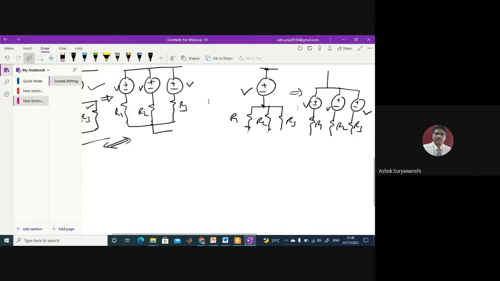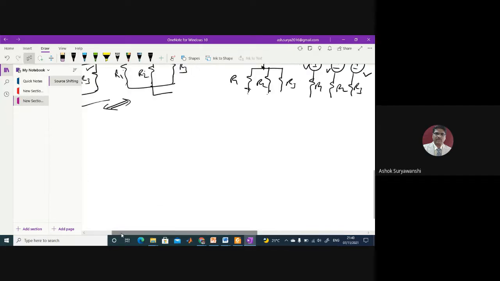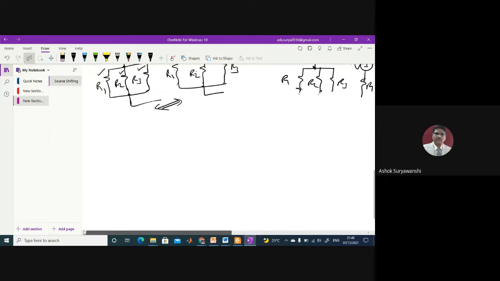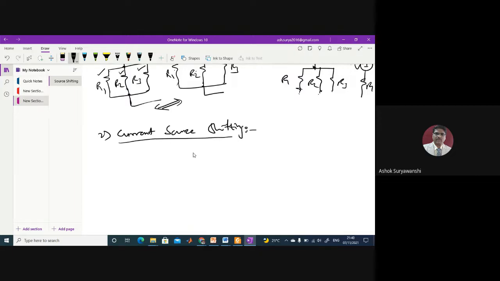Similarly, the second concept is current source shifting. In the case of current source shifting, what is the basic? The basic is that in series the current remains the same. As we have discussed, in parallel the voltage remains the same. Similarly, in series the current remains the same. So let us take an example to understand this.